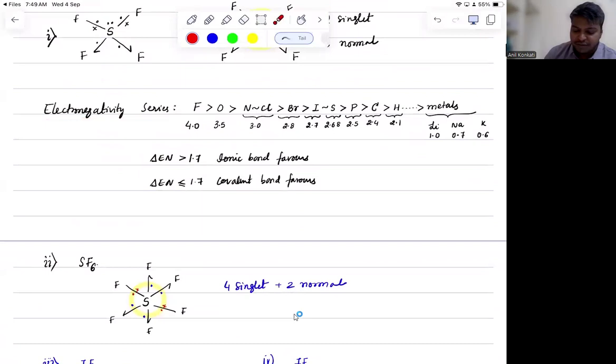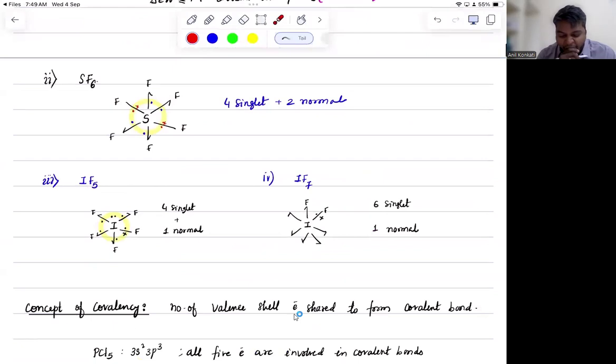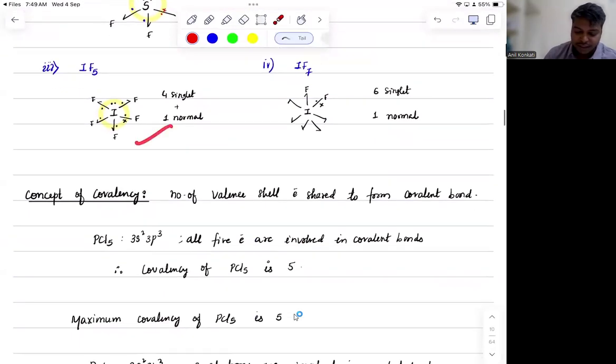Next, electronegativity series. We know that whenever we have fluorine, oxygen, nitrogen, chlorine, these are all in the order of electronegativity. The other day also we learned: if the electronegativity difference is greater than 1.7, ionic character is favored. Covalent character is more if the difference is less than 1.7, we'll say covalent character is dominating. Or if it is greater than 1.7, we say ionic character is dominant. SF6 also has four singlet and two normal bonds. Okay, these are all the representations.